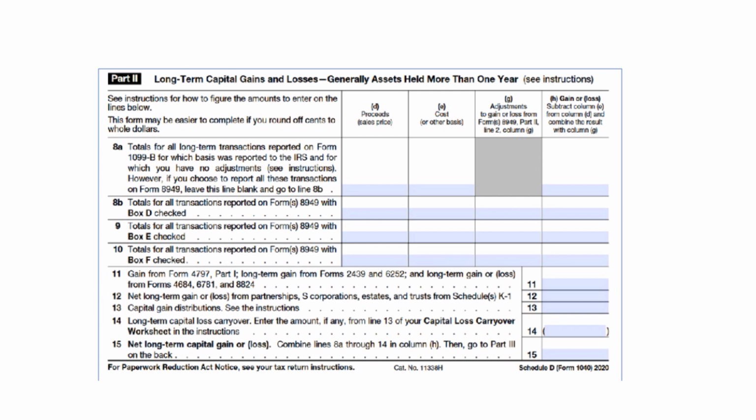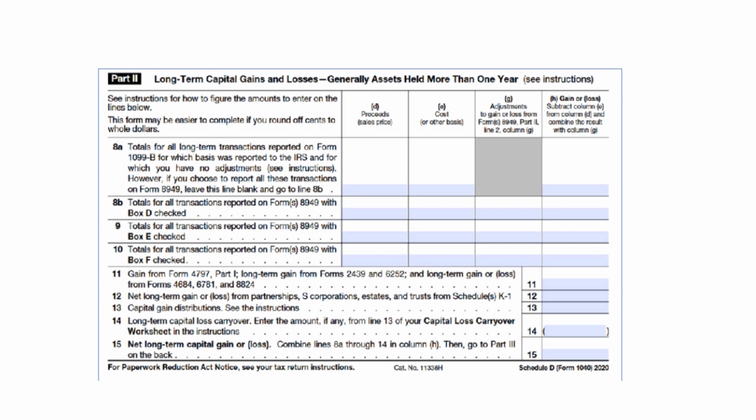So again, Part 2 is just a similar construction to Part 1. Part 1 is short-term and Part 2 is long-term, so you have the same procedures here. Line 14 is a long-term capital loss carryover, and line 15 is the net long-term capital gains or losses. This is where you combine lines 8A through 14 in column H. Then you go to Part 3 on the back.